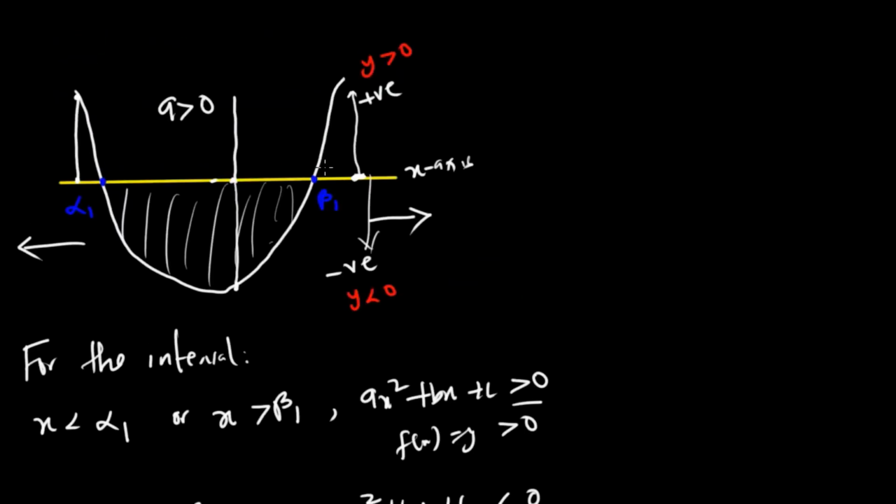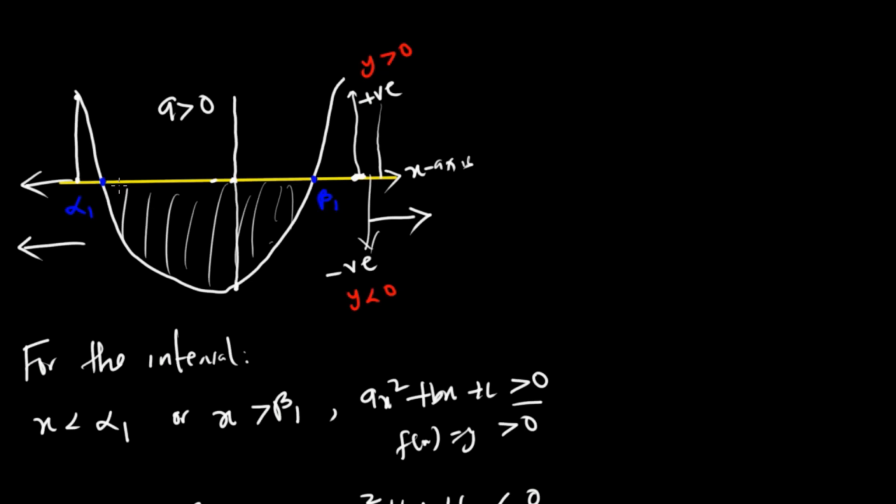If you have a parabola, we look at everything to the right of beta 1 and everything to the left of alpha 1. So here we have x less than alpha 1, everything to this point, as I mentioned, and also x greater than beta 1, everything to the right of beta 1. If you take any value of x here, we can only trace it to meet the curve at the top side, and at the top side, we know that y is greater than 0, meaning that it is positive. Here we have greater than 0.